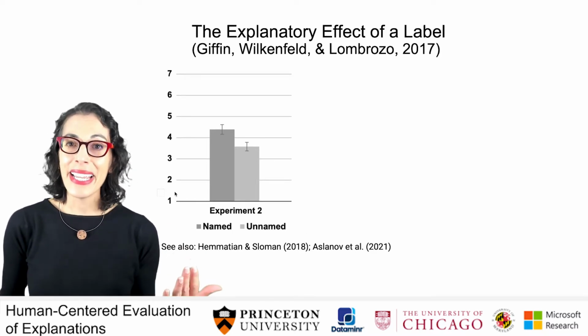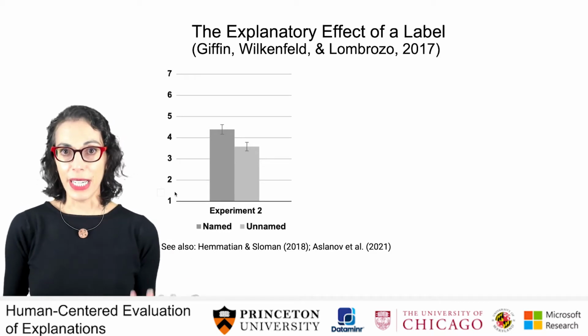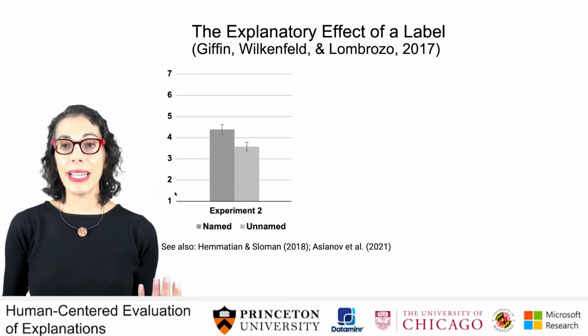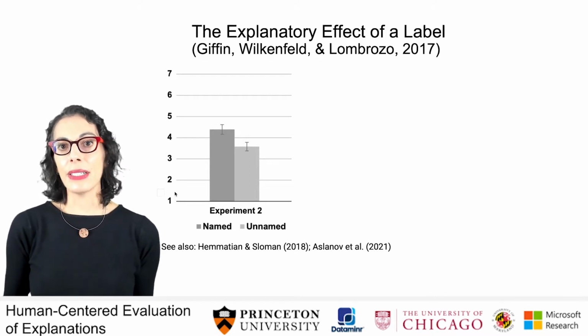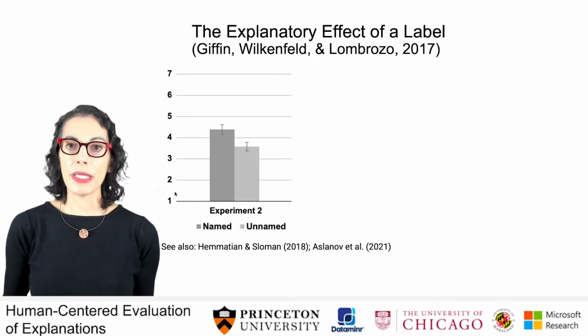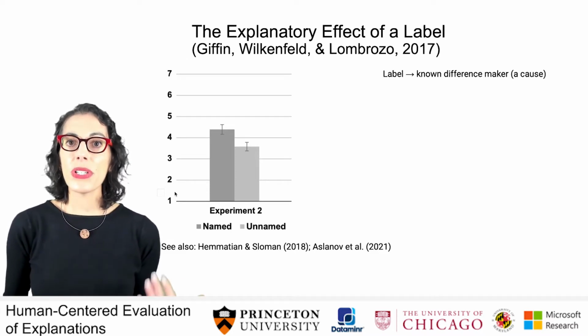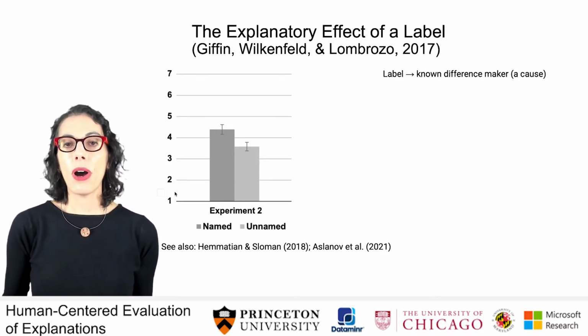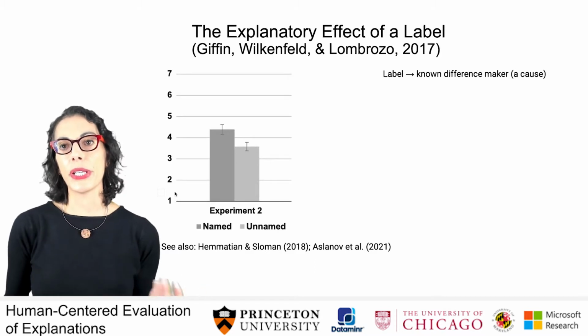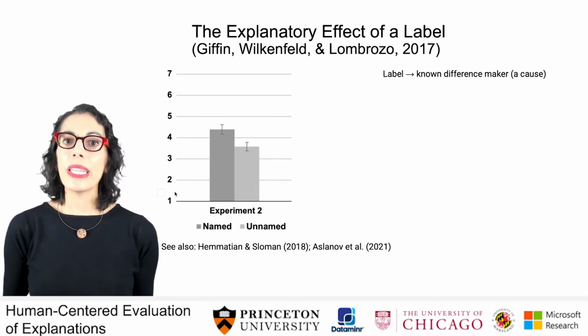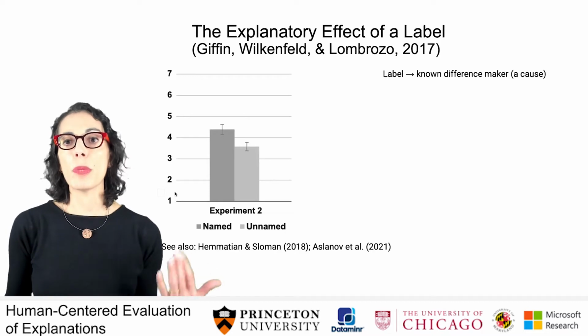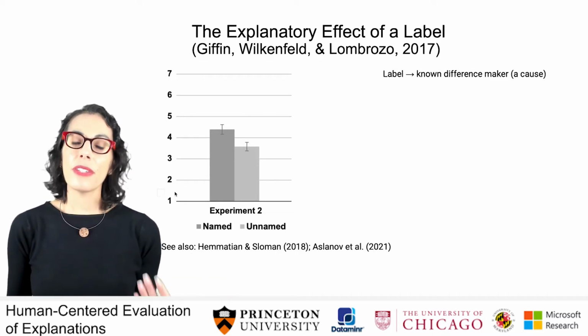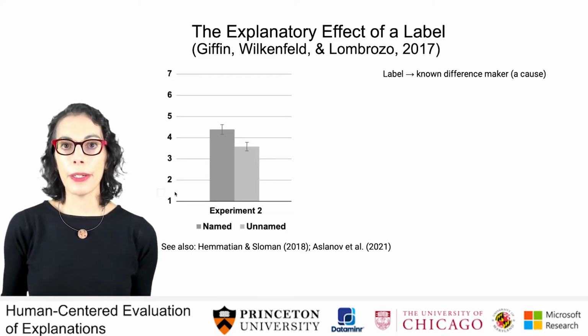On the one hand, this illustrates the shallowness of explanation. Participants rated the explanation with a label better, even though in one sense it didn't have any additional content. But I think participants were actually making a reasonable inference, that if there's a label, it points to the cause of the tendency to act in a particular way. So even if what that cause is unknown to participants, the explanation is effectively pointing to a difference maker.